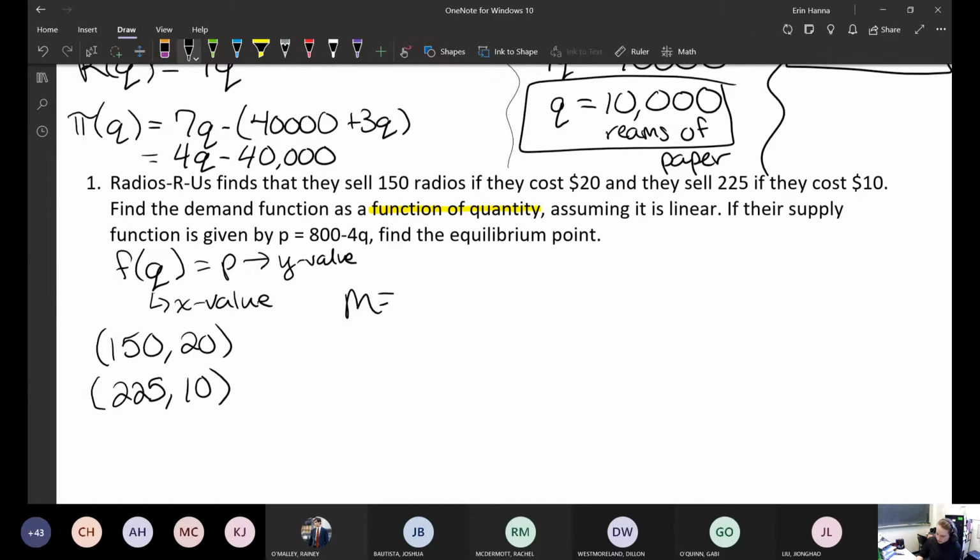So we need to find the slope. You'll get 10 over negative 75, I believe. 150 minus 225. Yep, so 10 divided by negative 75. You can leave that as a fraction, or this will become negative 0.13 repeating.